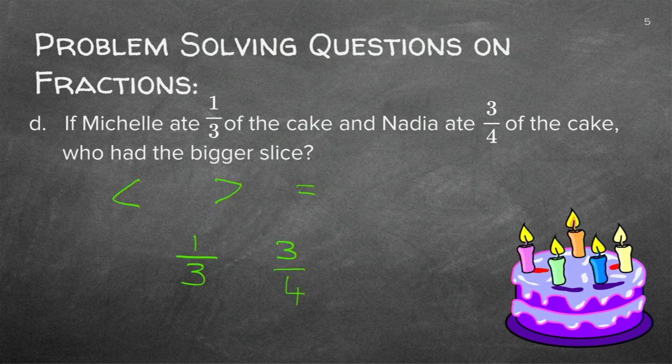Now I like the butterfly method. 3 times 3 equals 9, and 4 times 1 equals 4. So 3/4 will be greater than 1/3. What's the question? Who had the biggest slice? So you will answer, Nadia had the biggest slice of cake.